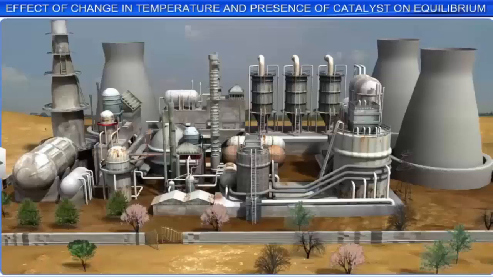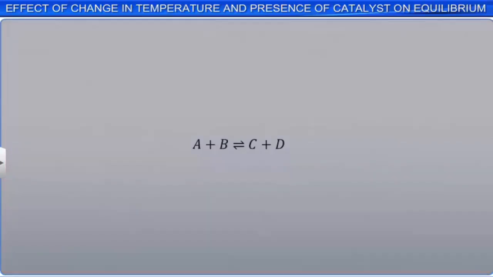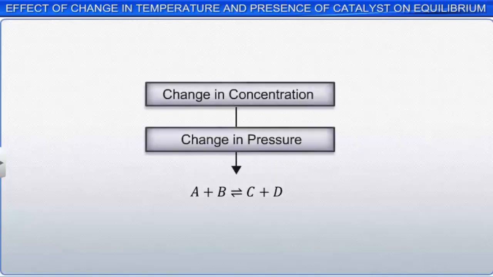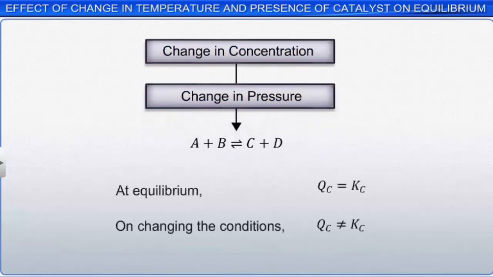Temperature is one of the important variables in any industrial process. Le Chatelier's principle can be used to predict the effect of temperature on the equilibrium of a reaction. You have learned that whenever a system at equilibrium is subjected to change in concentration or pressure, the reaction quotient Qc no longer remains equal to the equilibrium constant Kc.